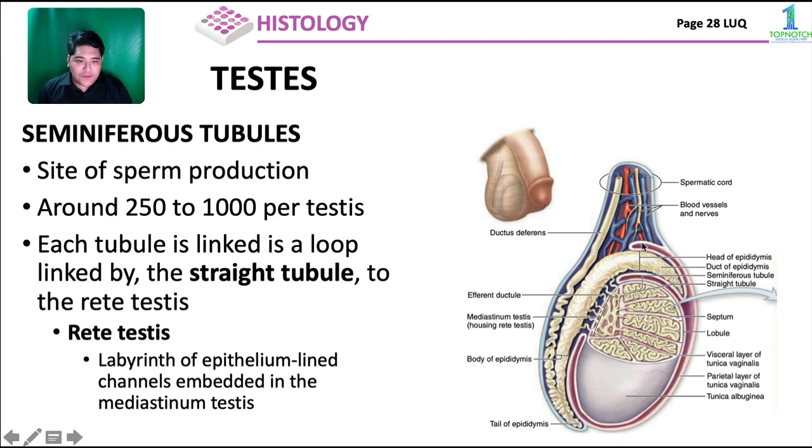And usually your seminiferous tubules, all right, it is linked to a straight tubule. This is the straight tubule, and then going to the rete testis or the mediastinum testis. Ayun yung kanyang flow. Baka lang matanong. So, una muna yung seminiferous tubules, and then you have your straight tubules, and then you have your rete testis. Your rete testis is a labyrinth, no, pasikot-sikot of epithelium-lined channels that is embedded in the mediastinum testis, which houses your rete testis.